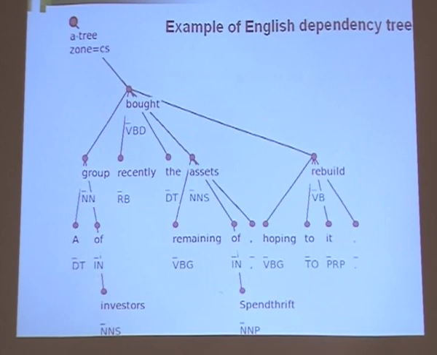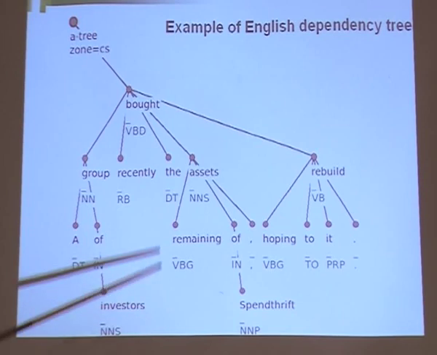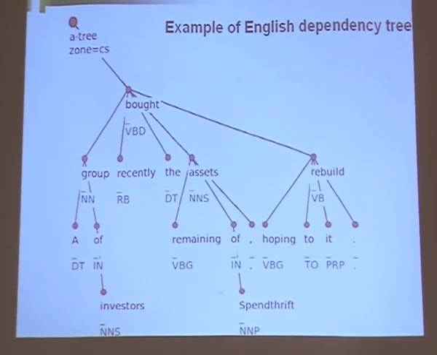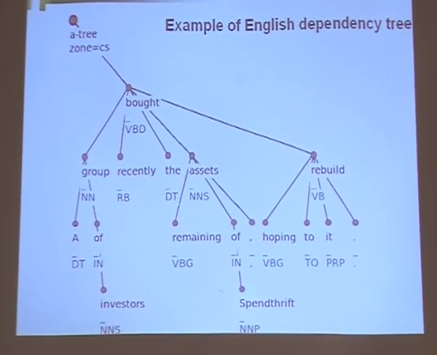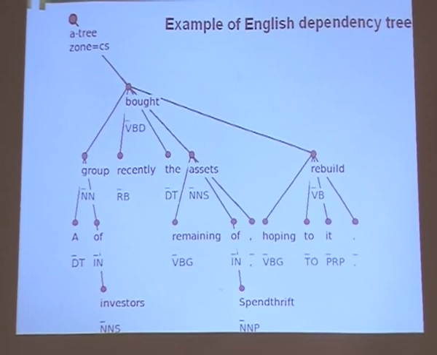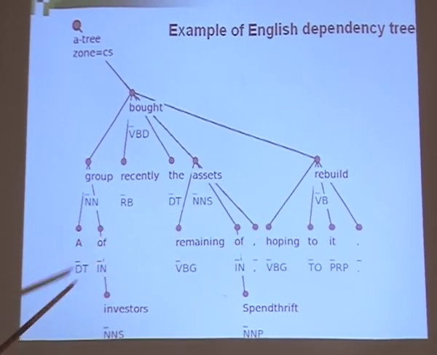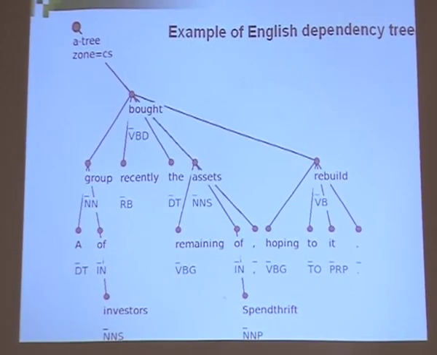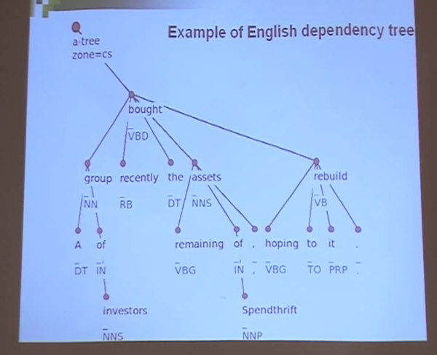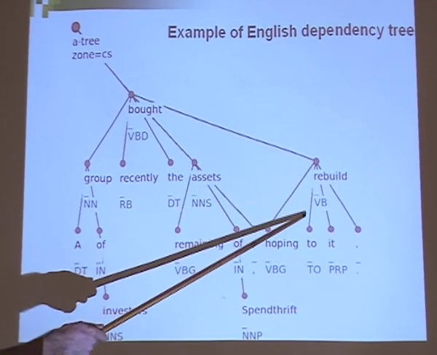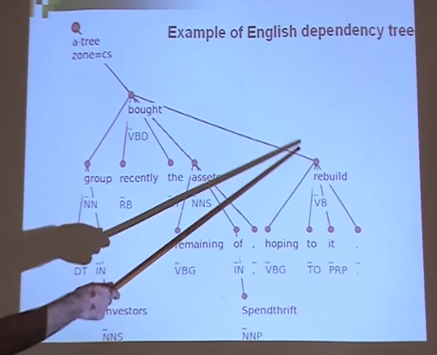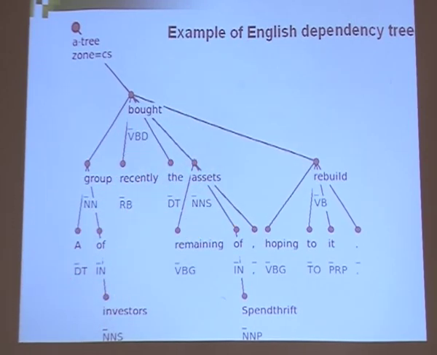Here is the example for English. Here the determiner is badly attached, and I don't know why. And this "hoping" should be attached to "hoping", I think. And for "2", we don't know whether it is below the verb or not.